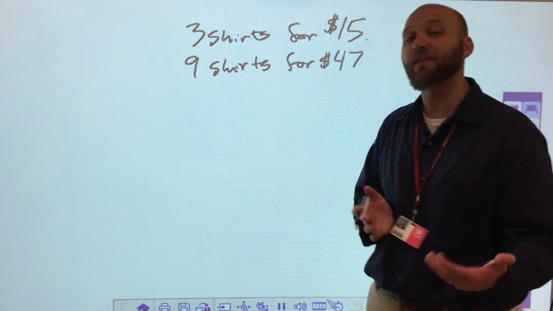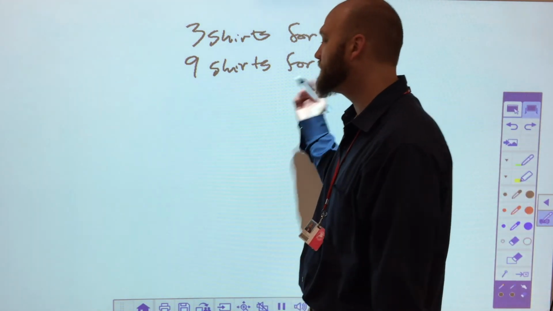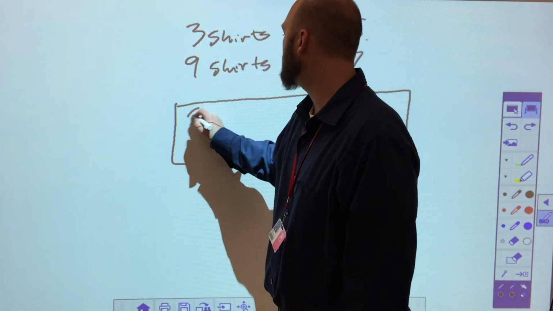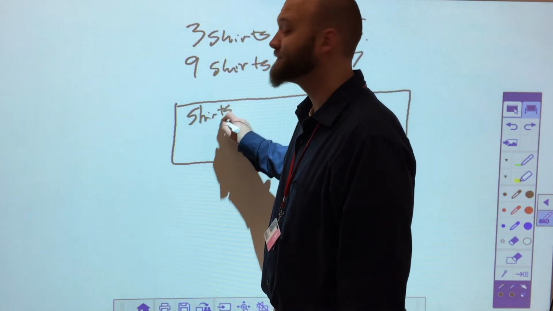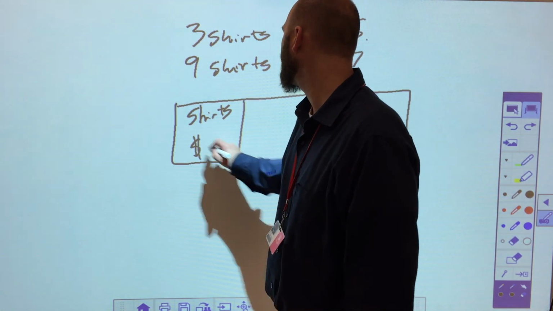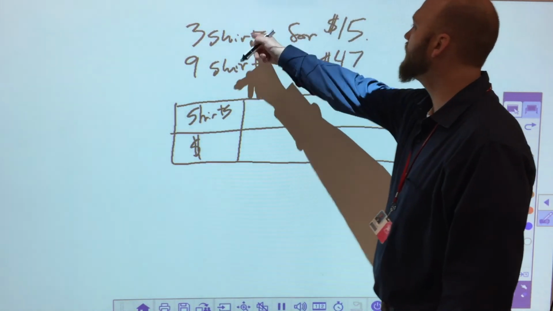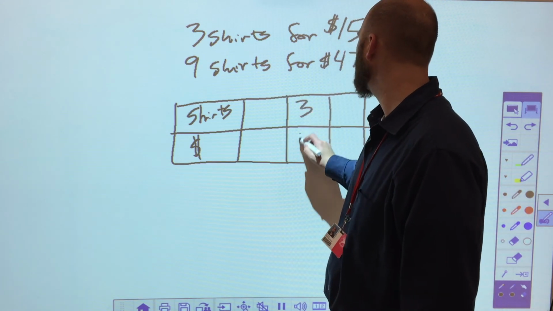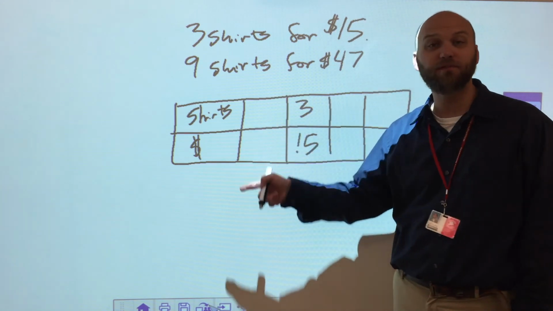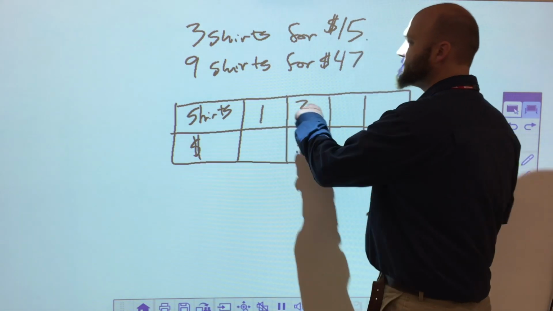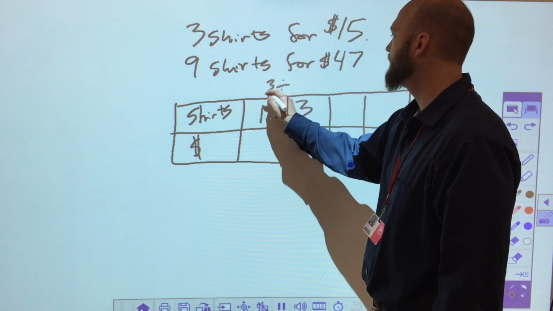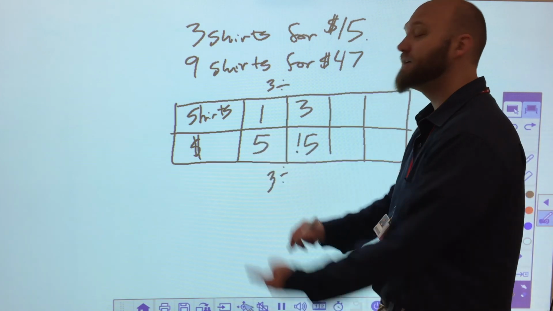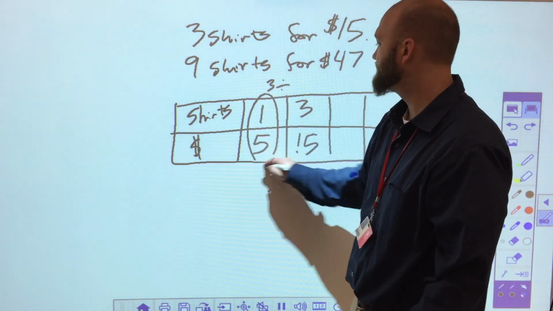Well, I can do the math. I can take it down to 1 unit rate and then multiply it like we just did. But I can prove it using a rate table. Shirts for money. What's my unit rate here? Well, 3 shirts for $15. Let's simplify that to get my unit rate. 1 shirt, I would divide by 3. And if I divide the top by 3, I need to divide the bottom by 3, so 1 shirt gives me 5. There's my unit rate, right there, right?